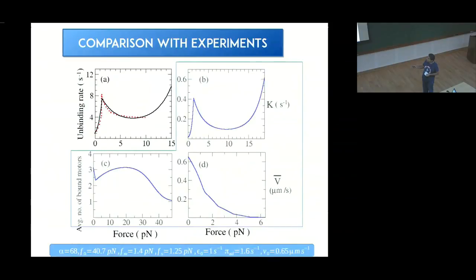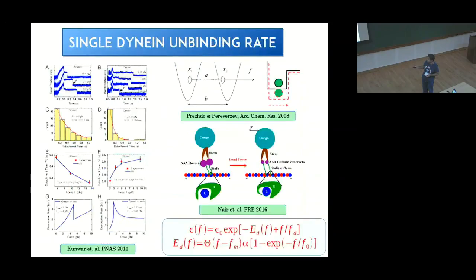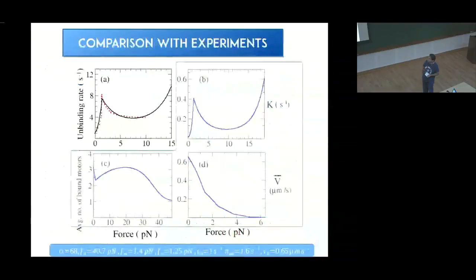If you use this form of a dissociation rate, then what you see for a single dynein is that these red dots are the experimental data. This is the same experimental data that I showed here. And if you use this sort of a dissociation rate, you can actually model the unbinding rate very well. Forget about these other three curves. These are to do with motors which are driven by dyneins only. This was discussed by Shudipto at the last meeting, so I won't go into that.